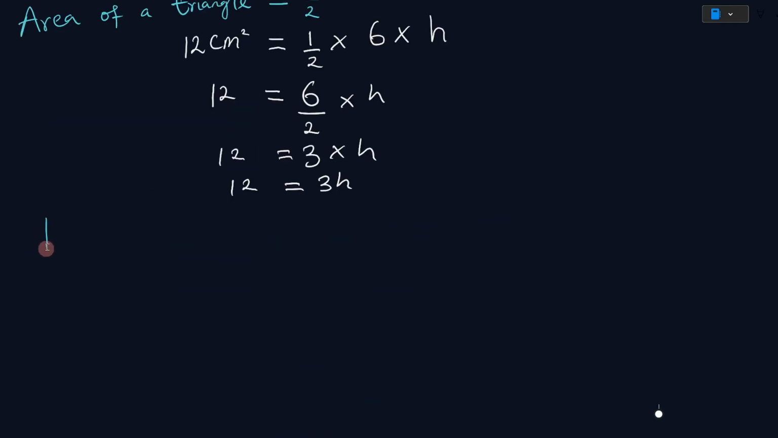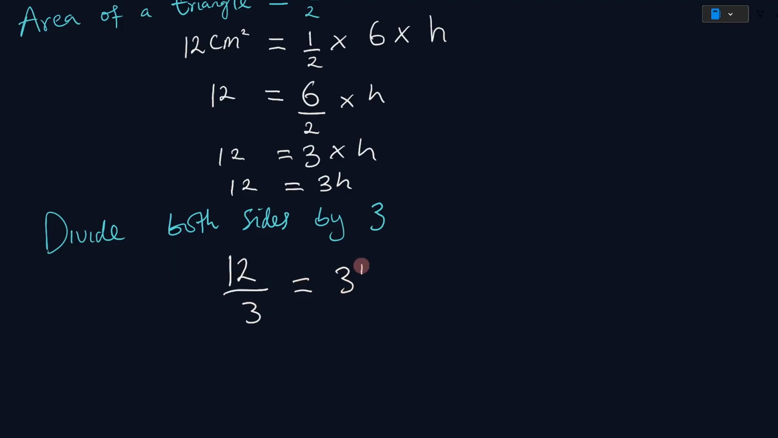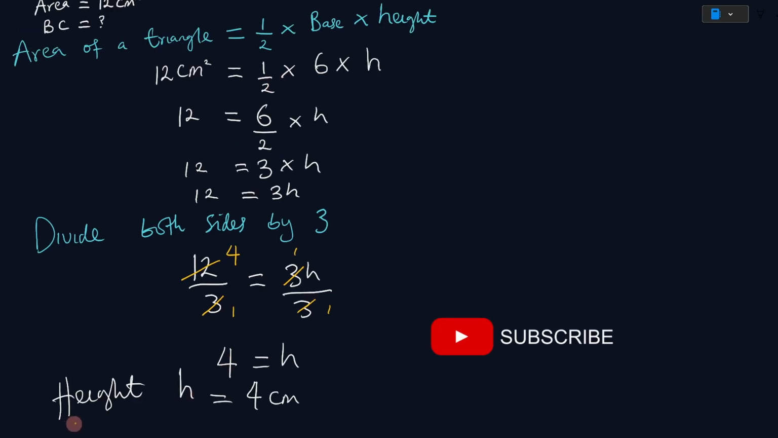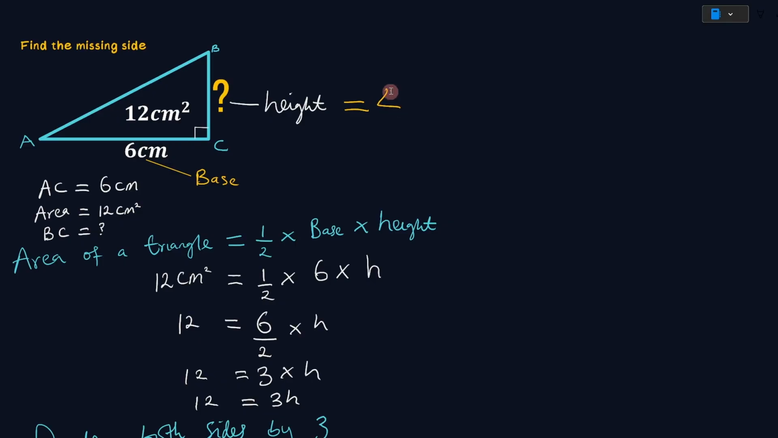The next step is to divide both sides by 3. If we divide both sides by 3, we have 12 divided by 3, which is equal to 3h divided by 3. When 3 divides 12, we have 4. When 3 divides 3 itself, we have 1. This is now 4 is equal to h, making our height h equal to 4 centimeters. So the missing side we are looking for, which is the height, is 4 centimeters.